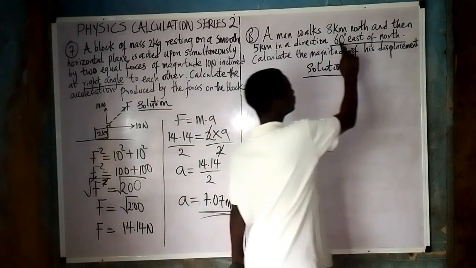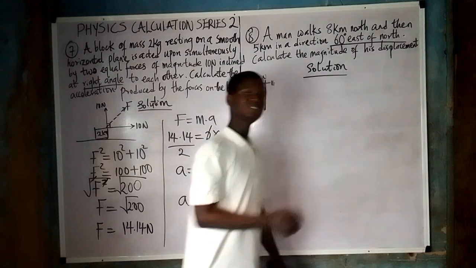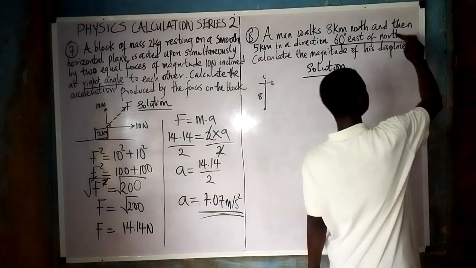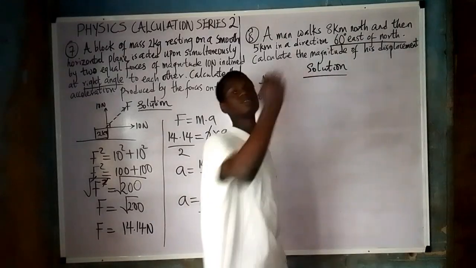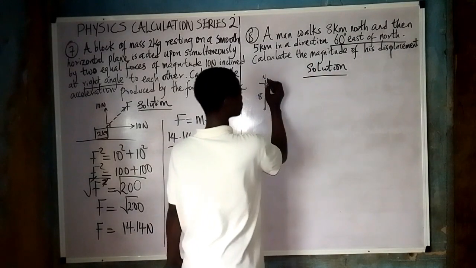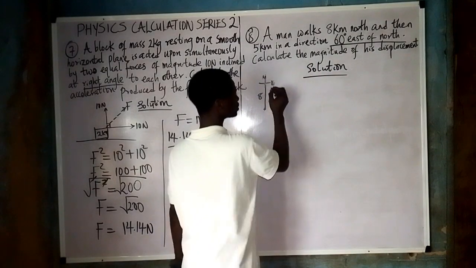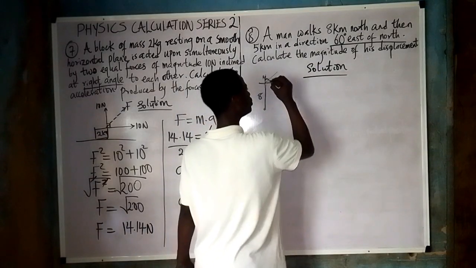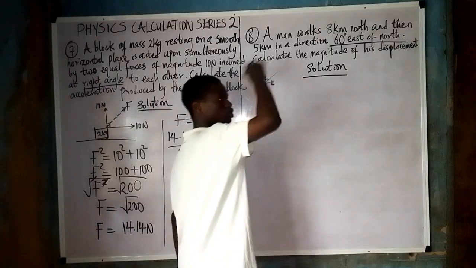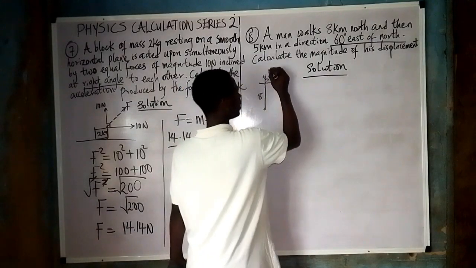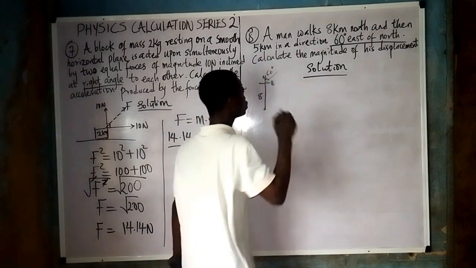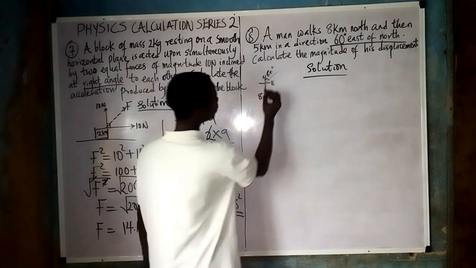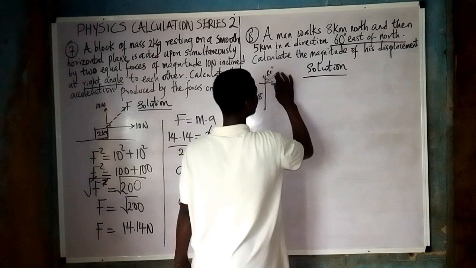60 degree east of north means he started from north. He tried to move to east by 60 degree. You are starting from north, okay? You try to move towards the east by an angle. The angle between this direction. This is you trying to move towards the east by what? 60 degree. So it is this direction the person actually moved in.